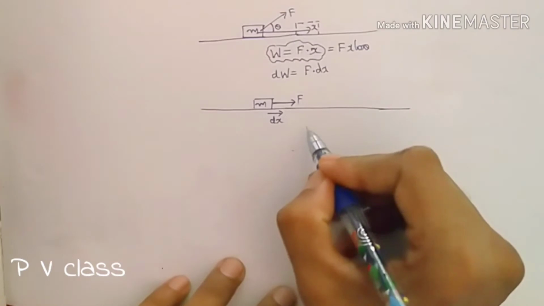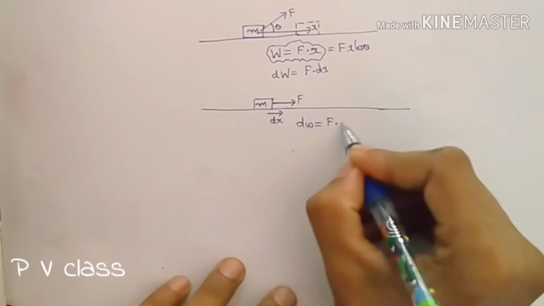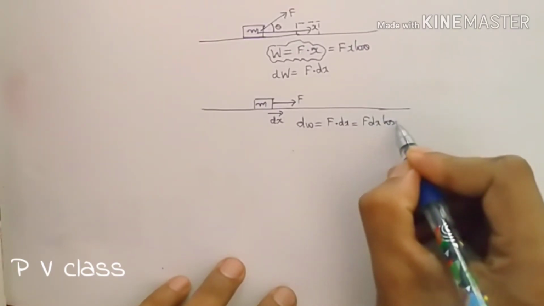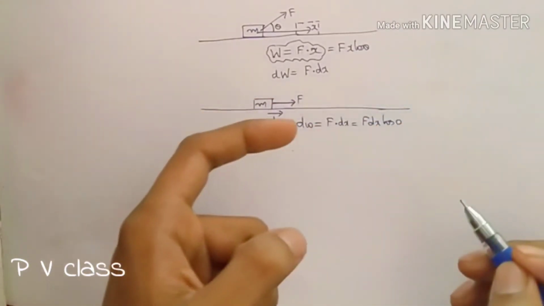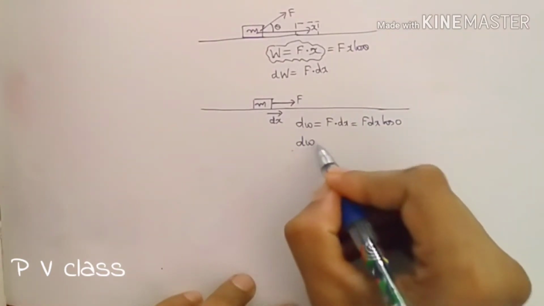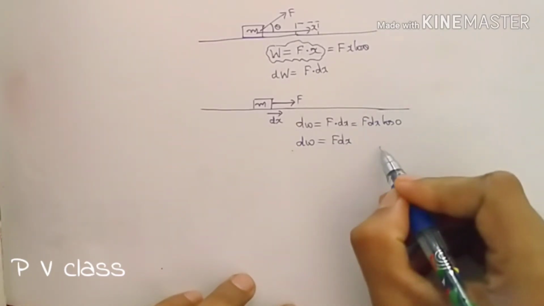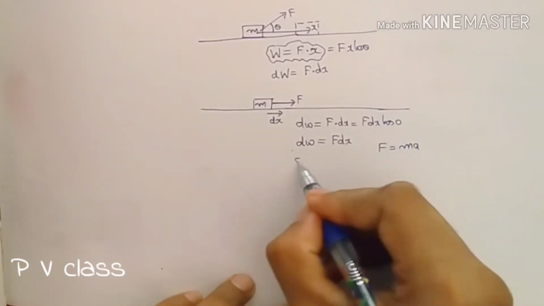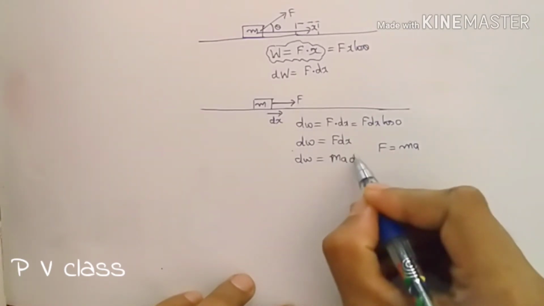Then the work done in this situation will be dW = F dot dx, and that should be equal to F dx cos 0. Why cos 0? It's because the force and displacement are in the same direction, therefore the angle between force and displacement is 0. Therefore we could write dW = F dx. Then we'll recall the expression for force. The expression for force is ma. Therefore I could rewrite this expression as dW = ma dx.